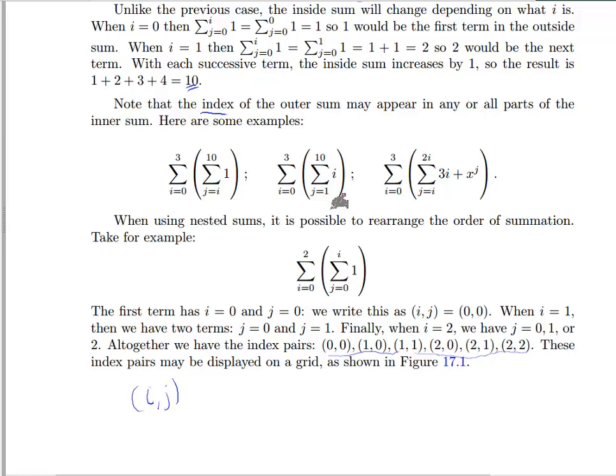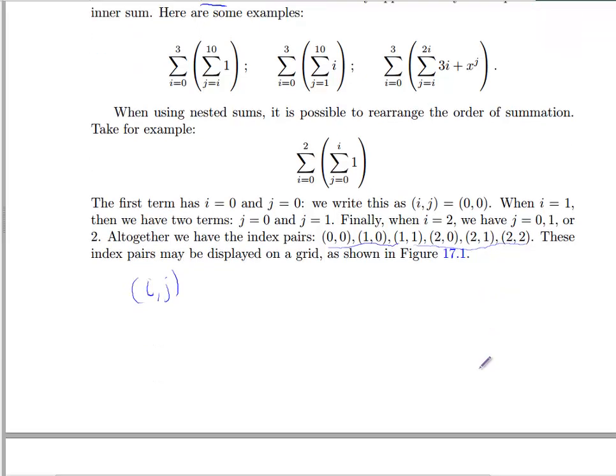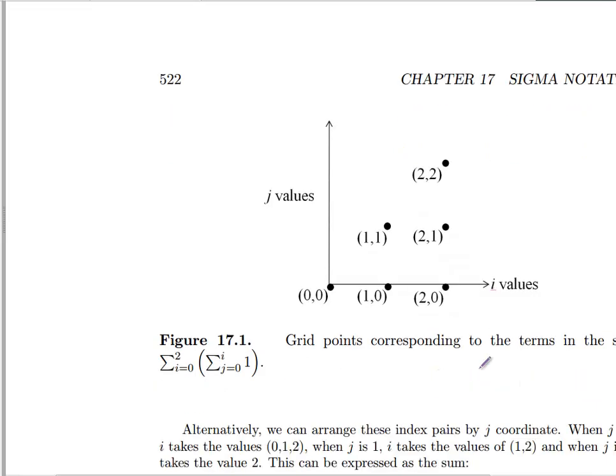And let's see. And we can plot these on a graph and see what we got. All right, these are the points that we have in our sum. Now, if you think about the way this sum works, here you're fixing i and you're summing j. So you're actually summing this way.